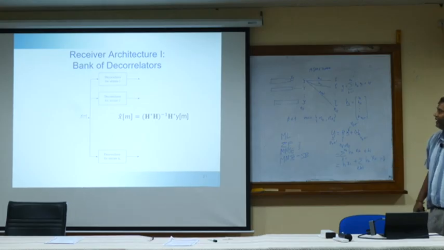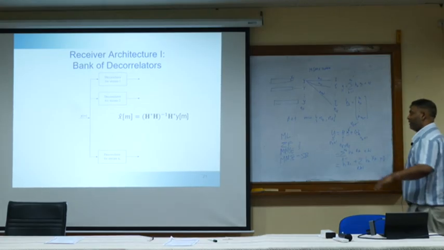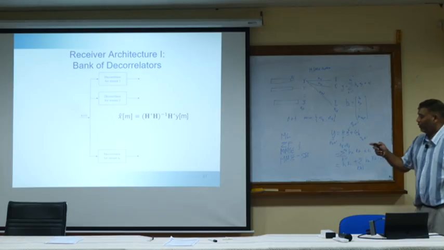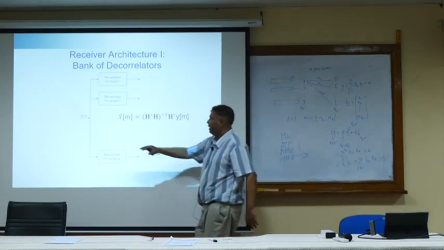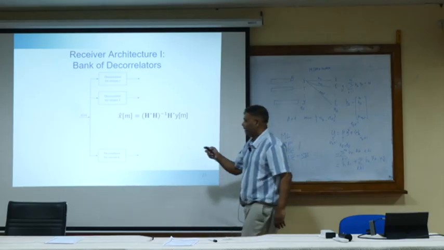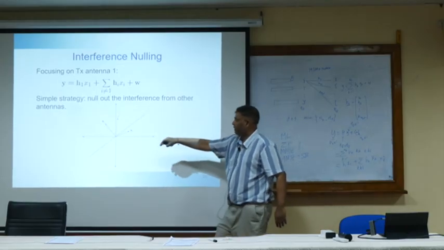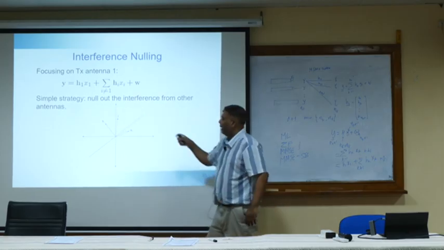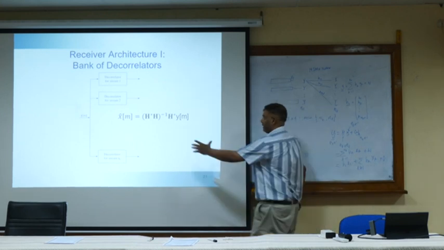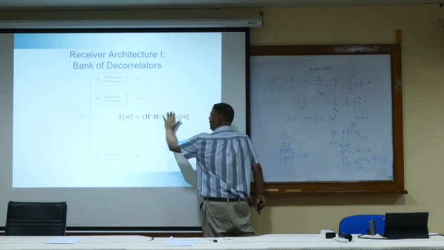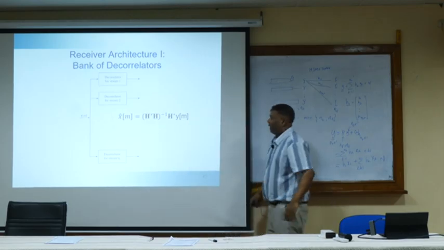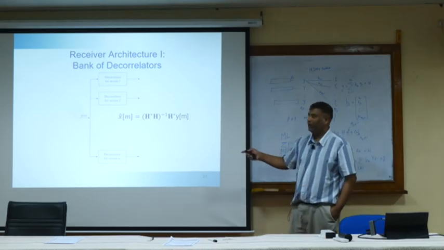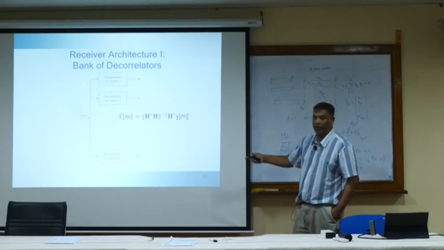This is the receive architecture for the bank of decorrelators. As I said, decorrelator, zero forcing, and interference nulling are all the same. So you have a received signal here. This interference nulling, projecting this signal and then extracting this X1, can be done by this equation here. This is the zero forcing receiver. This equation will do projection and also estimation as well. So the zero forcing receiver is going to look like that.